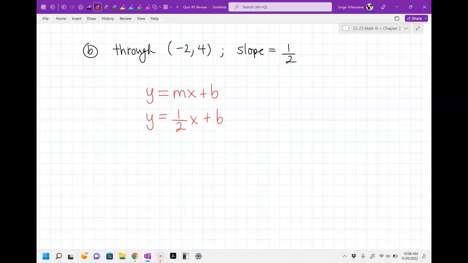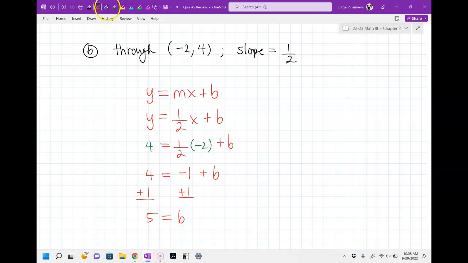So let me plug that in. Y is 4 and x is negative 2. And notice the only thing left to solve for is the letter b. No more variables besides b. So again, this is where I'm going to tell you guys, make sure that you use your calculators properly. Half times negative 2 is negative 1 plus b. And all I have to do now is just add 1, and I solved for b. So 5 is equal to b.